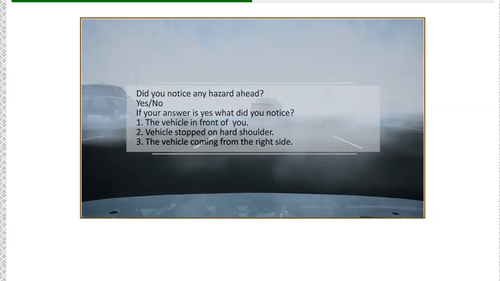Did you notice any hazard ahead? Yes. No. If your answer is yes, what did you notice? The vehicle in front of you. Vehicle stopped on hard shoulder. The vehicle coming from the right side.